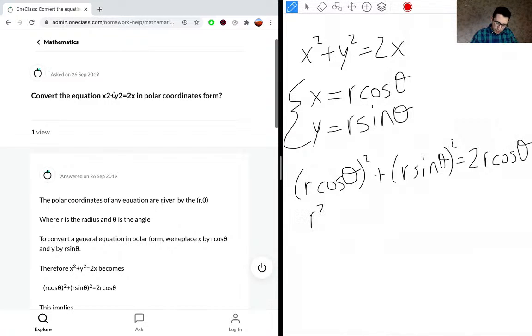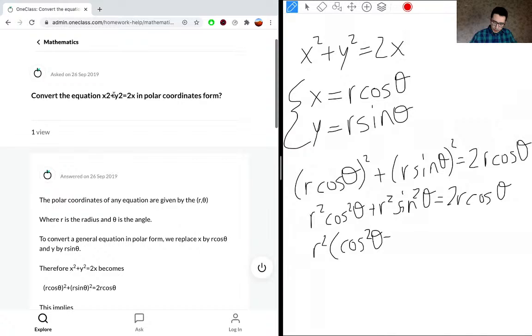So this will give us r squared cos squared theta plus r squared sine squared theta equals 2r cos theta. We can see we can factor out the r squared. So r squared times (cos squared theta plus sine squared theta) equals 2r cos theta. We know this is a trig identity, and this just equals 1.